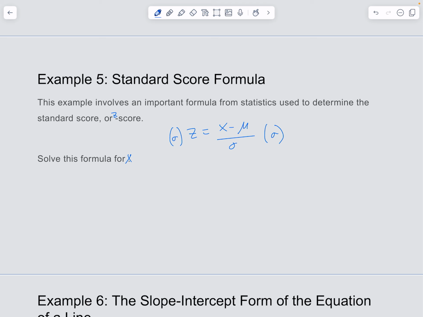Now I have sigma z equals x minus mu. X is still not by itself, so I'm going to do one more step and add mu to move that to the other side, just like we've done before. Now we have x is sigma z plus mu.